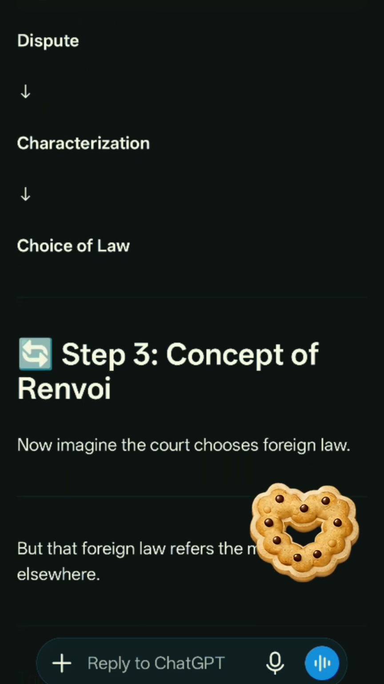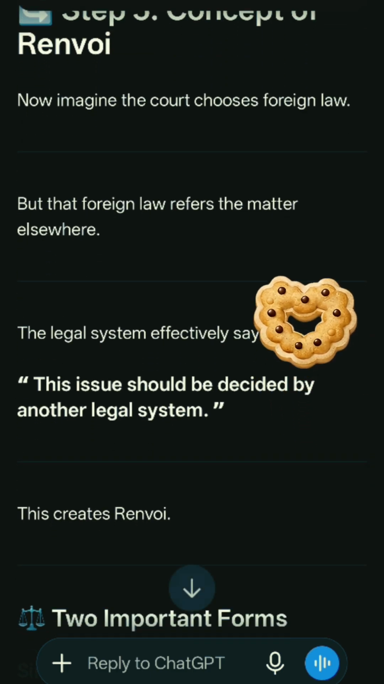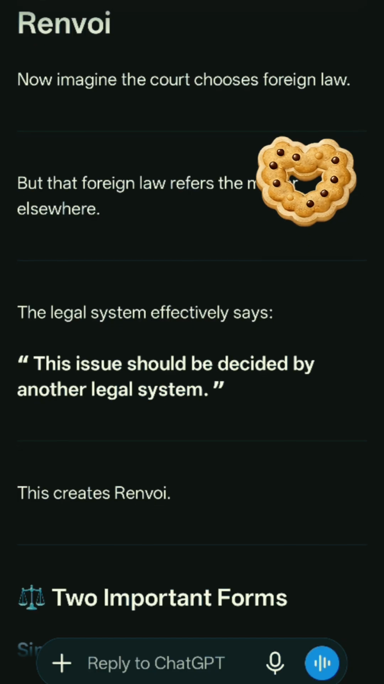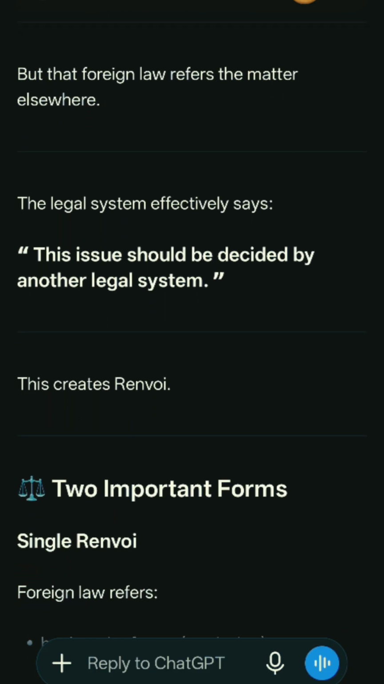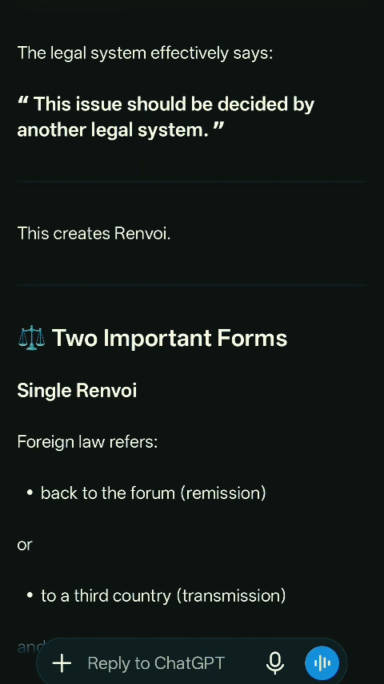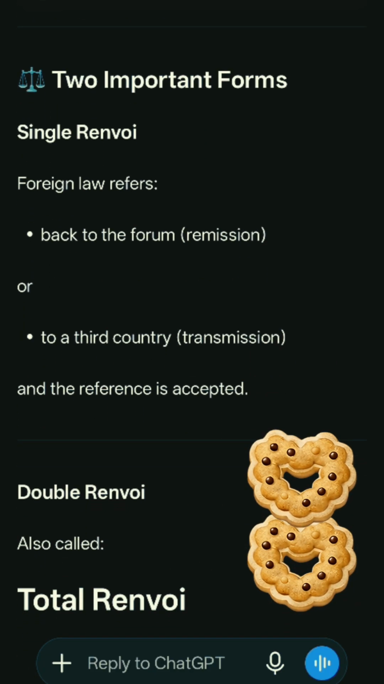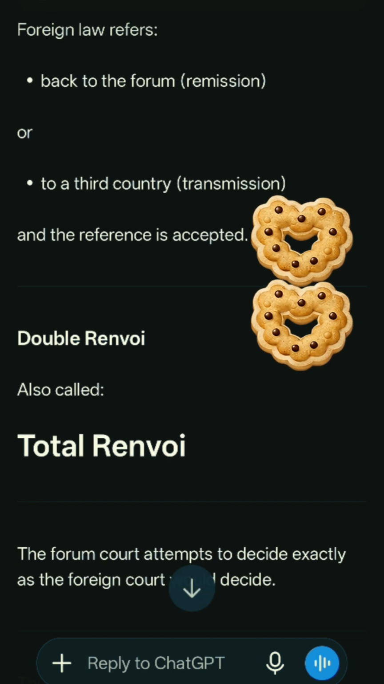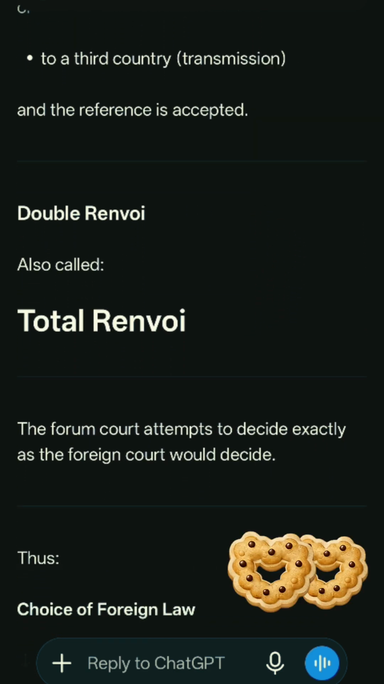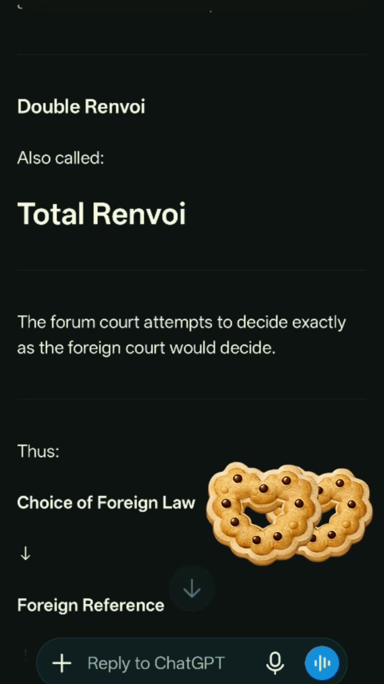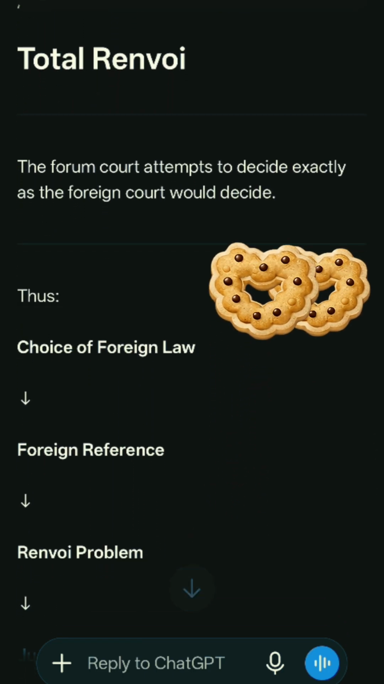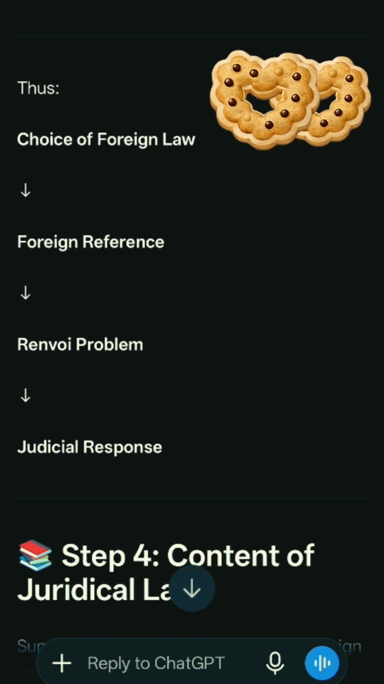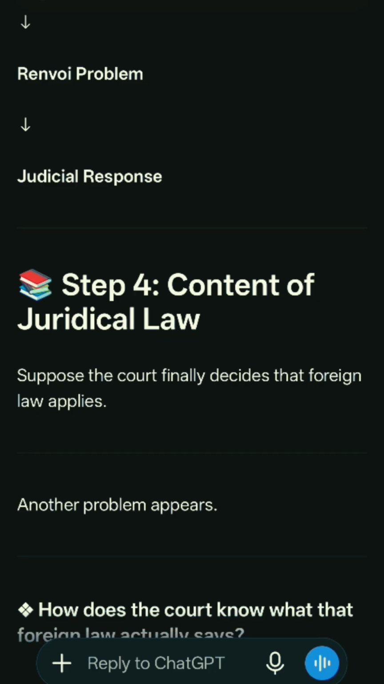Step 3, concept of Renvoi. Now imagine the court chooses foreign law, but that foreign law refers the matter elsewhere. The legal system effectively says, this issue should be decided by another legal system. This creates Renvoi. Two important forms. Single Renvoi: foreign law refers back to the forum, remission, or to a third country, transmission, and the reference is accepted. Double Renvoi, also called total Renvoi: the forum court attempts to decide exactly as the foreign court would decide. Thus: choice of foreign law, foreign reference, Renvoi problem, judicial response.